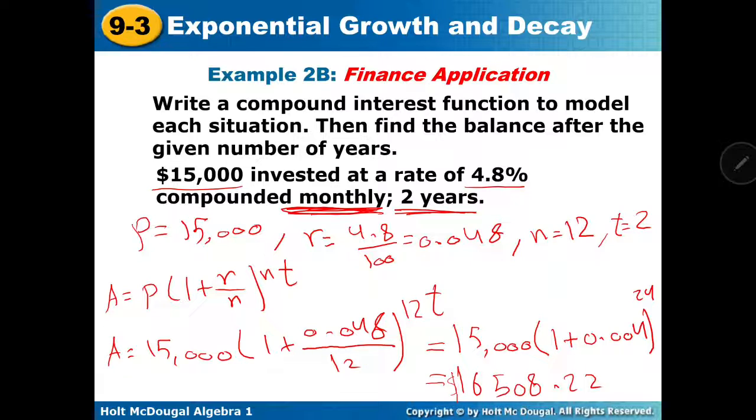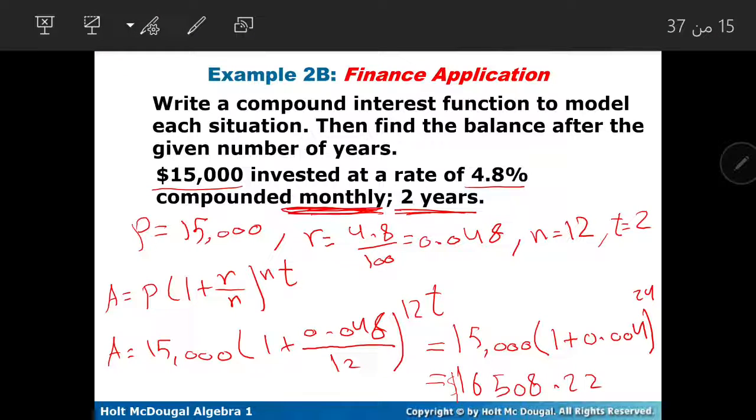Right? This is the second example. These are all the concepts about compound interest and exponential growth, and wait for another videos.